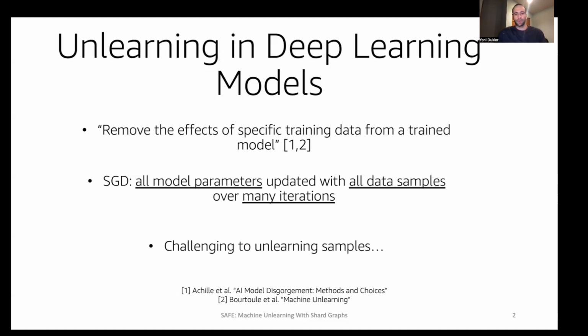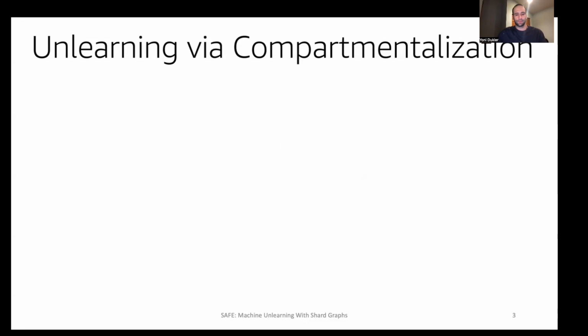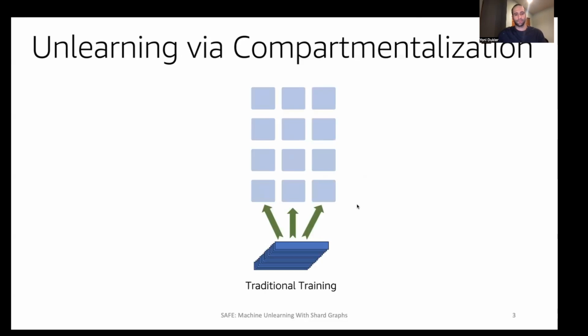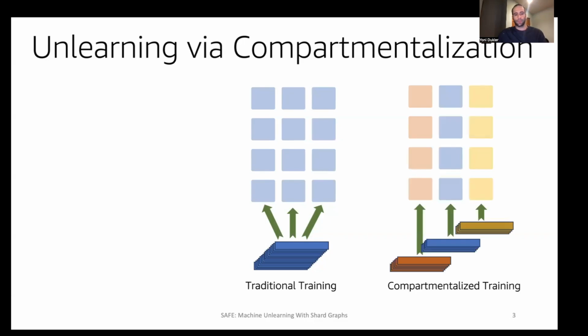Instead, we consider compartmentalization for unlearning. Consider the typical training scenario, where we have here a data set in dark blue rectangles that is used to update a model, which we denote in light blue squares. Instead, the compartmentalized training framework will separate the data into disjoint data shards, which we can see here in the different colored rectangles, which will be used to update different parameter groups, the light orange, light blue, and light yellow. With this framework, we're able to train a model with separate shards of data.